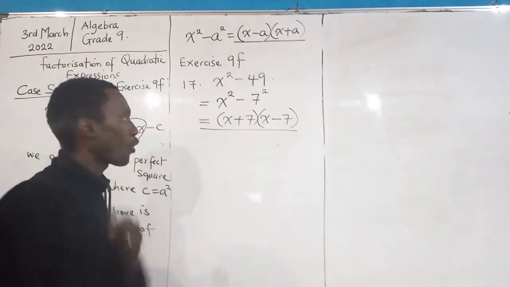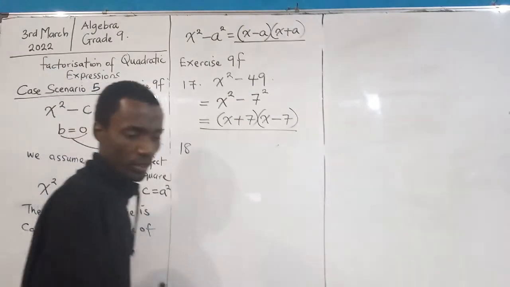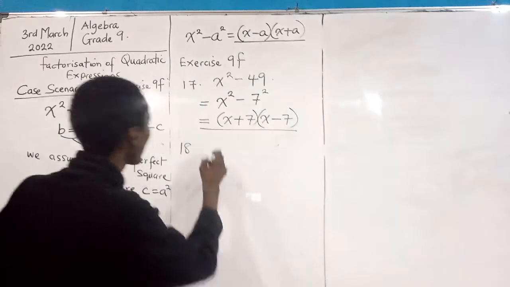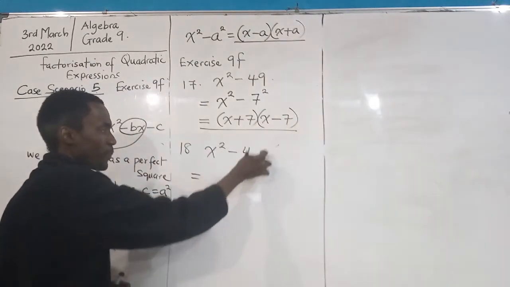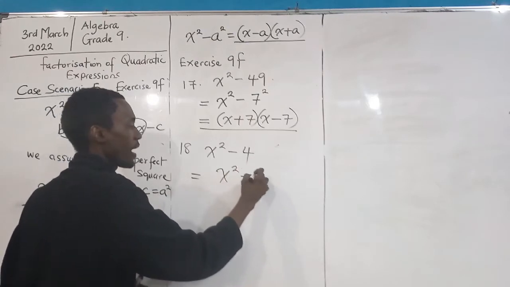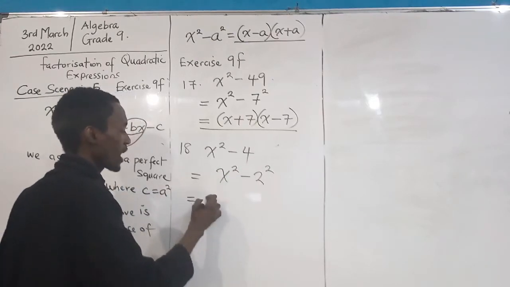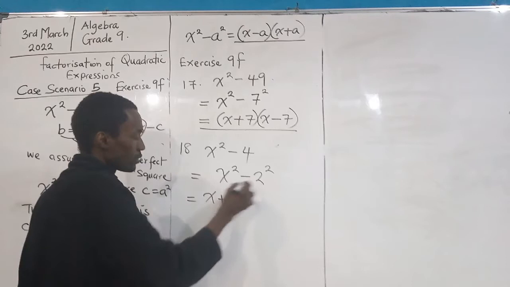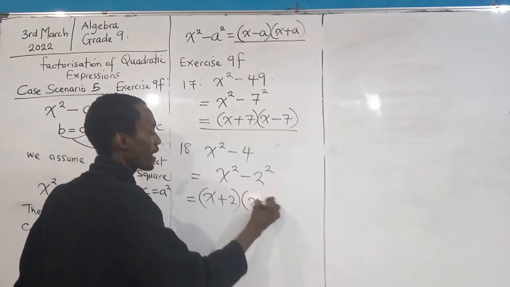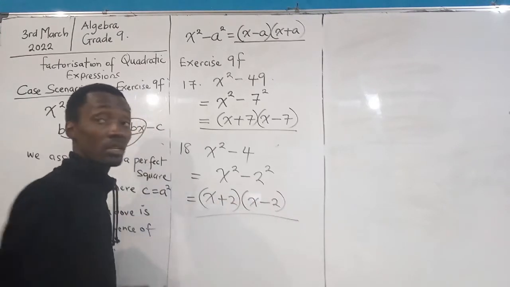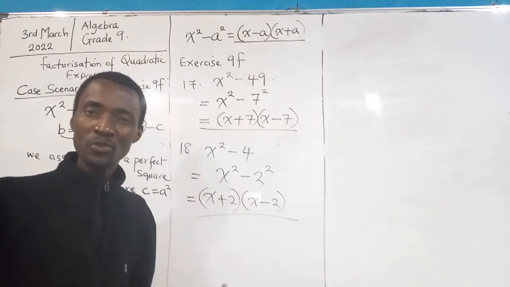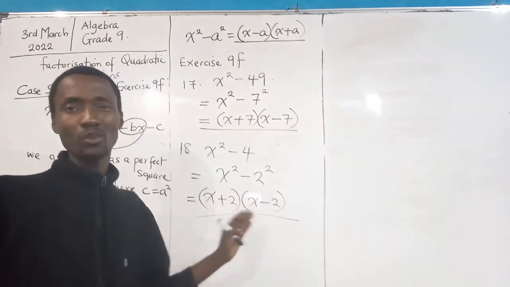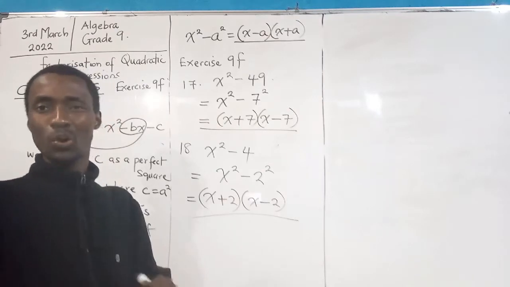If you go in that same order, let's look at what we have in question 18. In question 18, we have x squared minus 4. Step 1, this is a perfect square, so that will be x squared minus what? 2 squared. What does that mean? Add 2 to x and remove 2 from x. That's all. So you see that these are questions you should not spend more than 15 seconds solving. If you spend more than that, something is wrong.